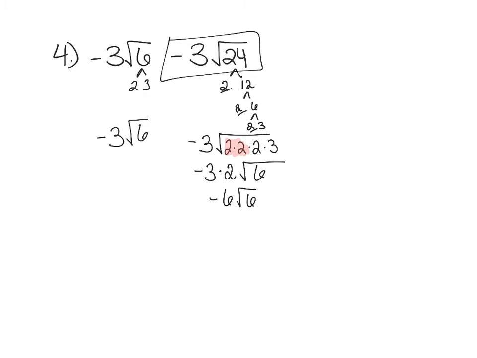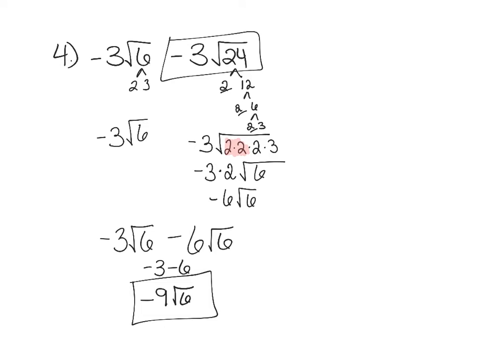Okay, so I've got -3 radical 6 from the first part of the problem, and then minus 6 radical 6. Now they are both a radical 6, so I'm going to just do -3 minus 6, which is -9, and then that radical 6 goes behind it. And that's my final answer.